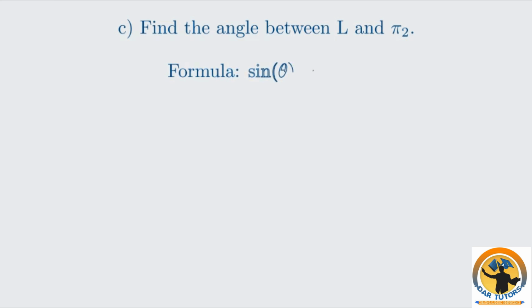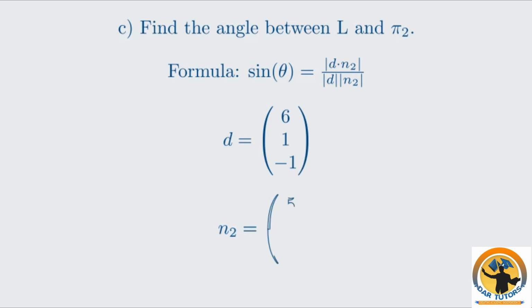Let's start with the angle between the line L and the plane pi2. The formula for this angle, theta, is given by the sine of theta equals the absolute value of the dot product of the direction vector of the line and the normal vector of the plane, all divided by the product of their magnitudes. We already know the direction vector d equals (6, 1, minus 1). The normal vector for pi2 is n2 equals (5, minus 1, 3).